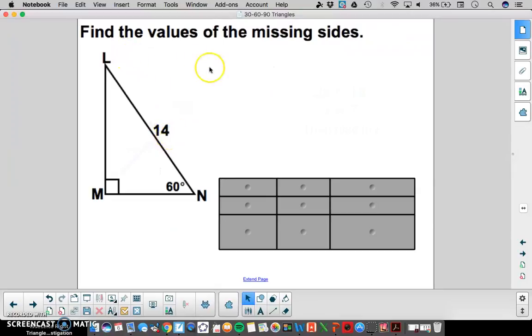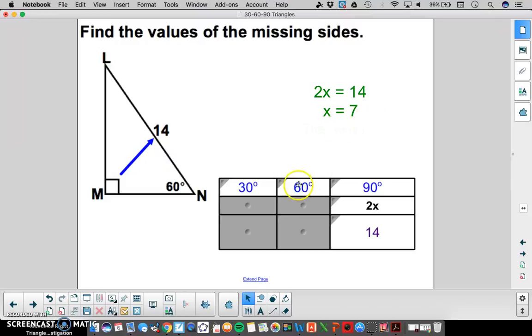For example, find the values of the missing sides here. We are given the 14, which is across from 90. So we have our 30, 60, 90, and we're given that 2x piece. So 2x is equal to 14. To solve for x, we just have to divide by 2. So x is 7. X is across from the 30, and so the length of that short leg MN is going to be 7. Then just plug in x to x root 3. So the longer leg LM will be 7 root 3.